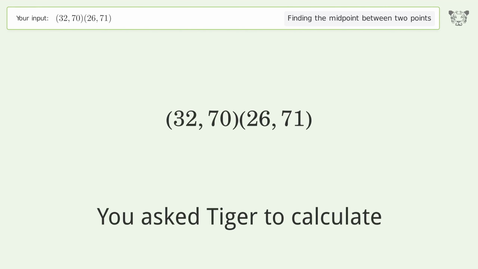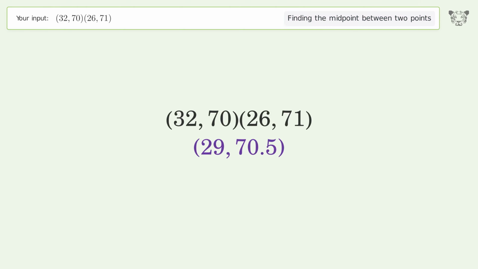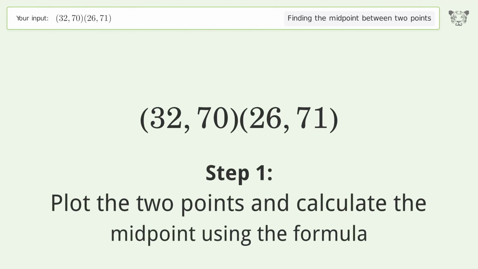You ask Tiger to calculate. This deals with finding the midpoint between 2 points. The midpoint between the 2 points is 29, 70.5. Let's solve it step by step. Plot the 2 points and calculate the midpoint using the formula.